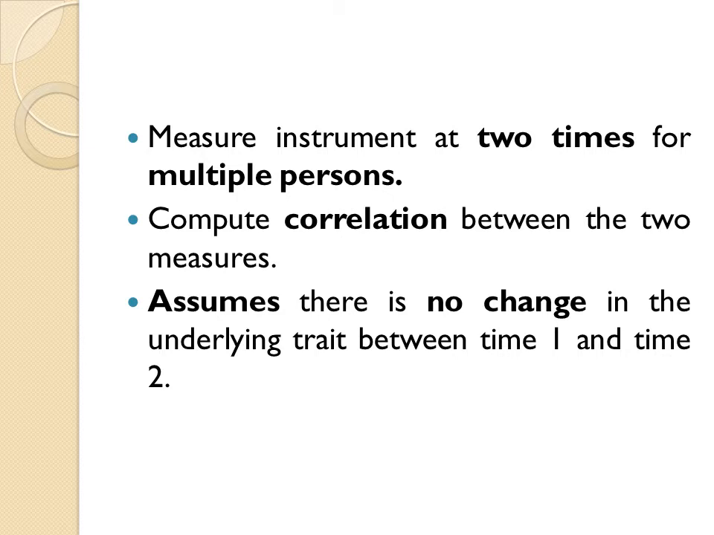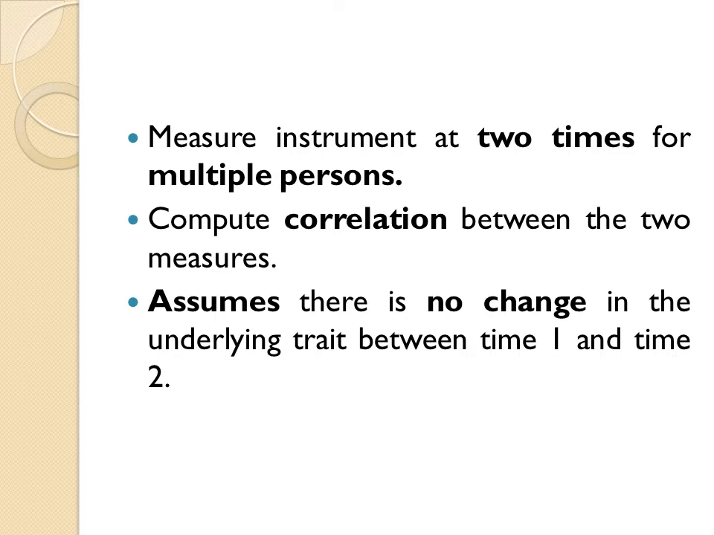Compute the correlation between the two measures. Like I mentioned a while ago, take the average or derived scores of time 1 and time 2, and then correlate them. The better the reliability correlation, the better.